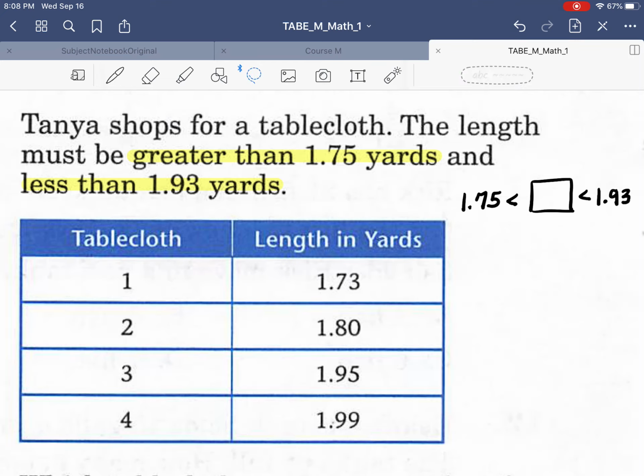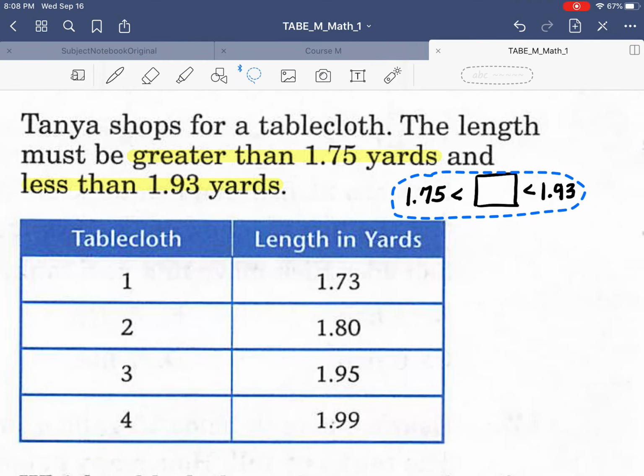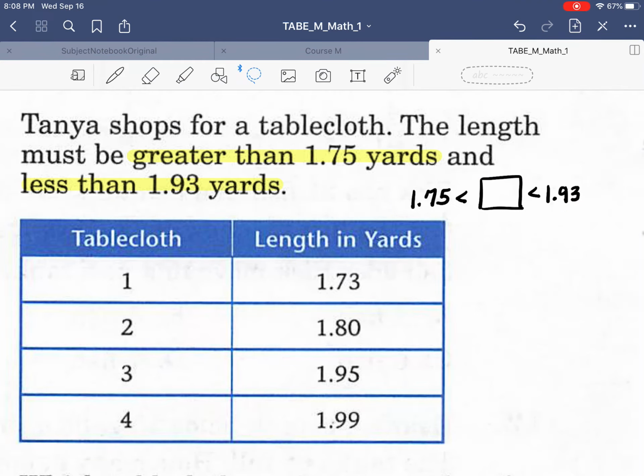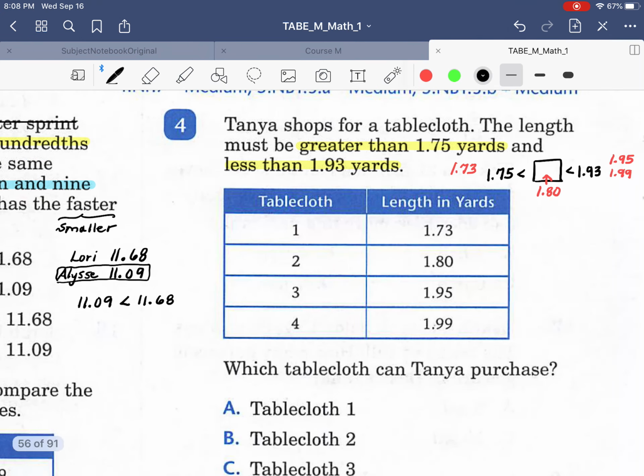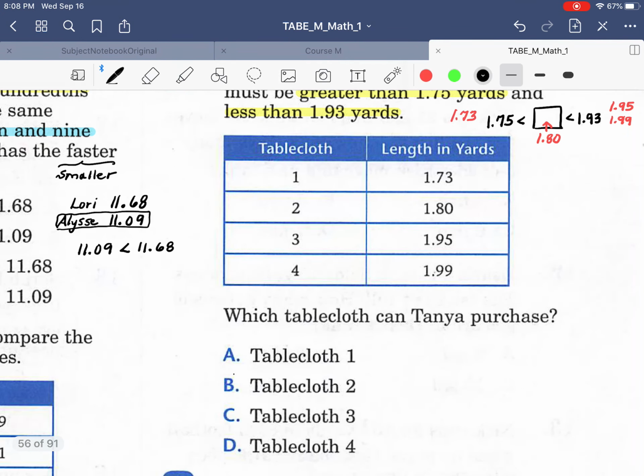Well, let me do it this way. 1.73, could that fit in the box? No, that would be down here. It's below the minimum. 1.80 could fit in the box. 1.95 would be greater than the 1.93, and 1.99 would be greater still. So the only one of those that could possibly fit is the 1.80. And that goes with tablecloth 2.